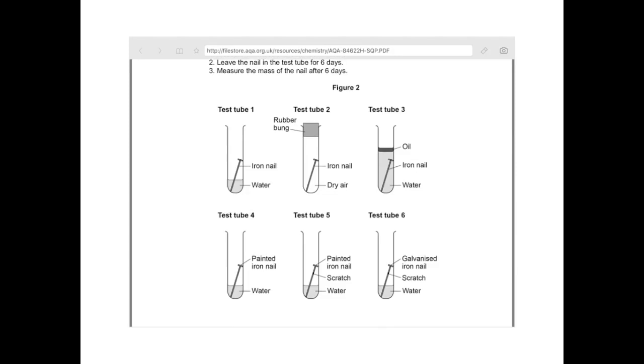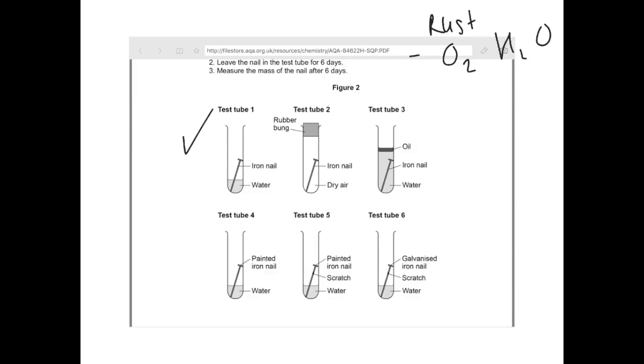Now, it depends how quick you are, but even before I look at the question, I like to get an idea of what it's about. So because we're looking at rusting of nails, remember the conditions needed for rust is you need oxygen and you need water. So bear those in mind when you're going to work out how much they've rusted. So test tube 1, iron nail, water, well, it's exposed to the air, which means there's oxygen in it, so we're going to expect rusting there.